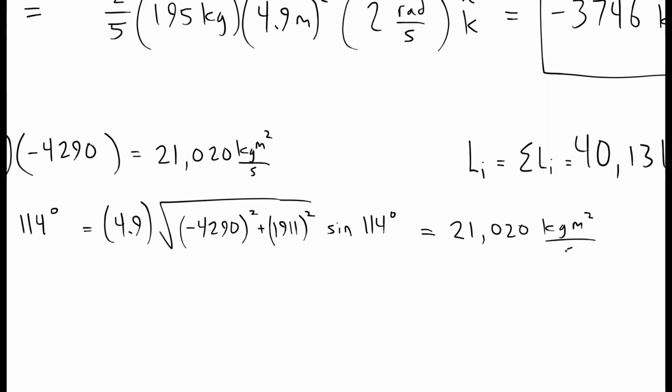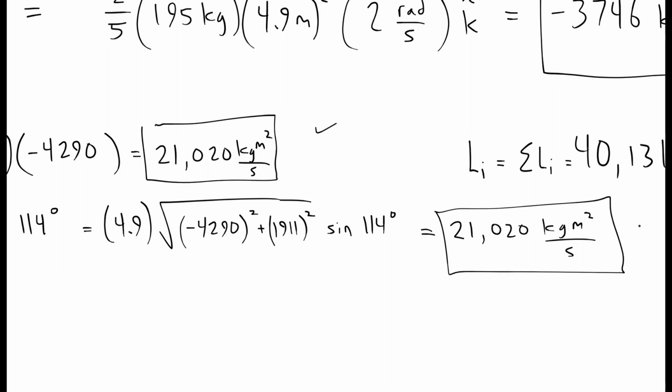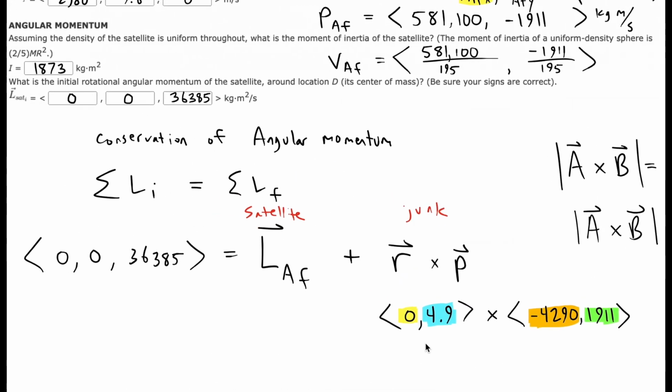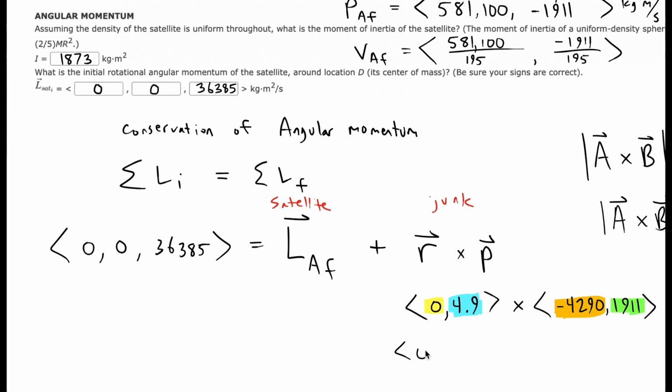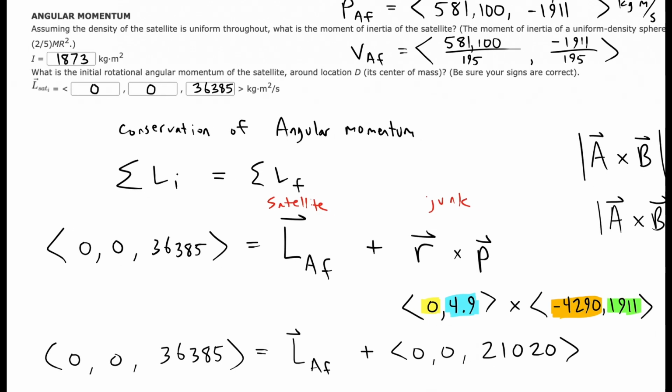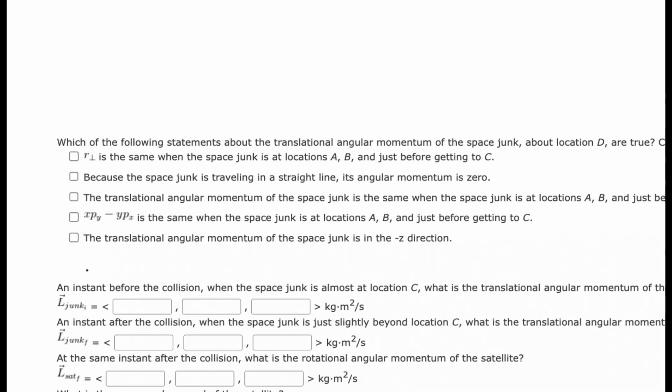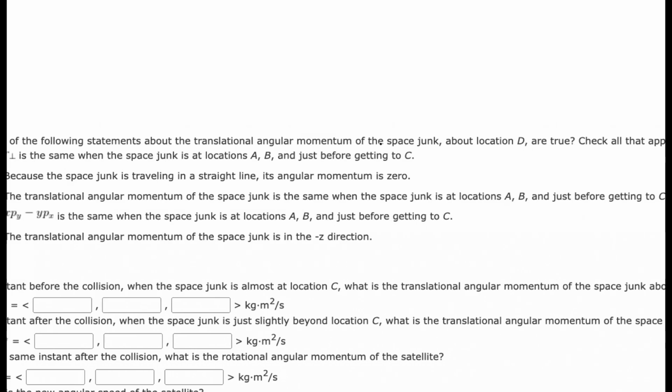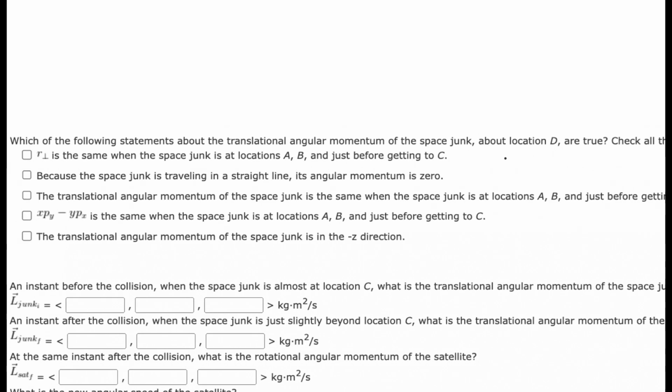So both approaches clearly can work in this situation. So we will now put 21,020 as our final angular momentum of the junk. So this will allow us to find the final angular momentum of the satellite too. So let's see if we can answer the questions here. Which of the following statements about the translational angular momentum of the space junk about location D are true?